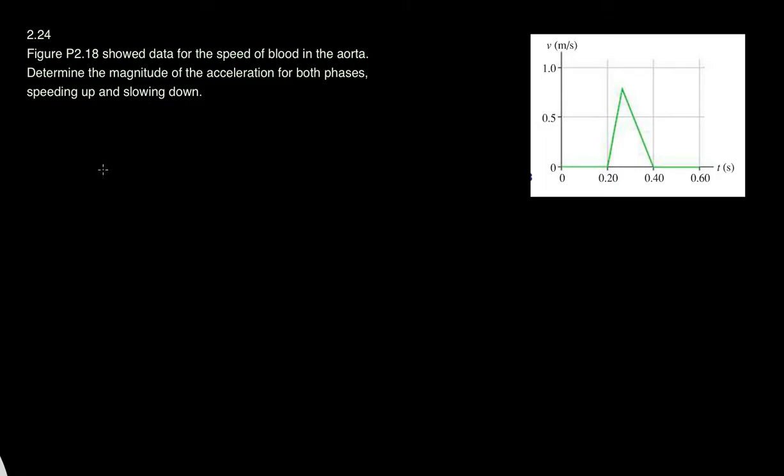Okay, let's try problem 2.24. The figure on the right shows data for the speed of blood in the aorta. Determine the magnitude of the acceleration for both phases, speeding up and slowing down.